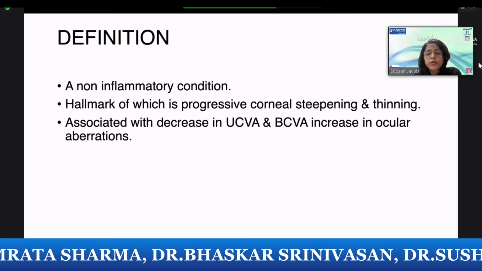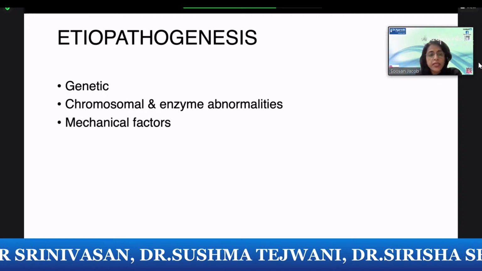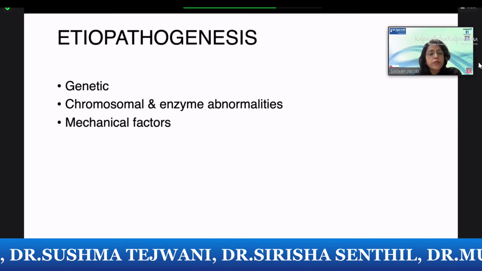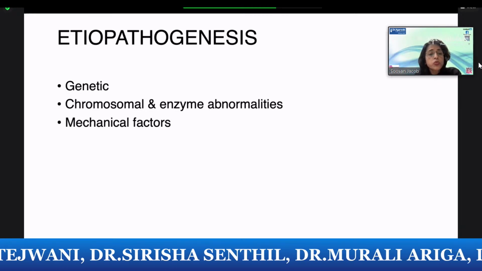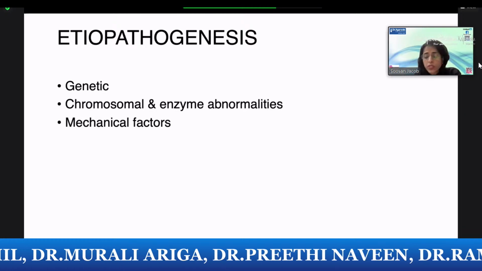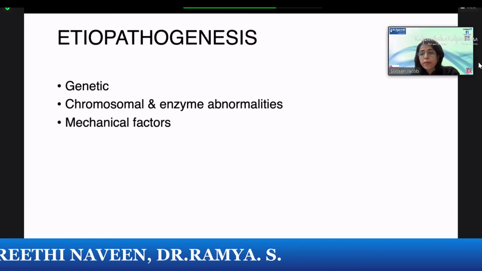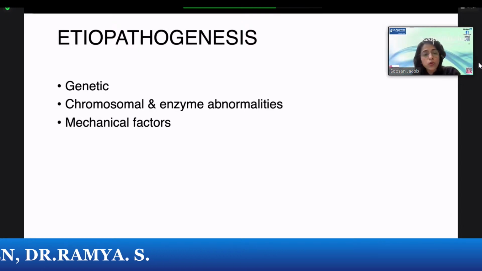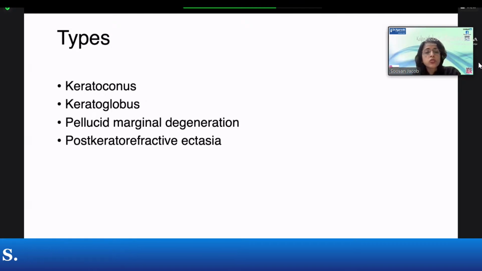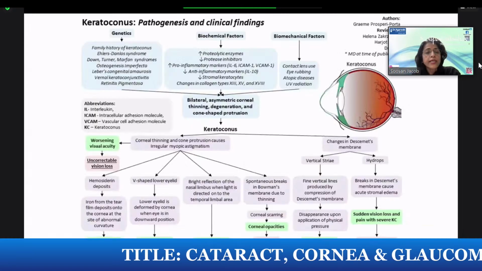So also it's a progressive condition. There's both the conical protrusion of the cornea or ectasia as well as thinning. It can be because of genetic predisposition to this disease. We know that it could also be because of the chromosomal and enzyme abnormalities that are associated with it, and because of mechanical factors, which has been recognized to a great extent now. That is, eye rubbing or continuous microtrauma to the eye or to the cornea can cause this disease to occur and can even progress very rapidly. So keratoconus, keratoglobus, pellucid marginal degeneration, and post-keratorefractive ectasia are the types of corneal ectasias.